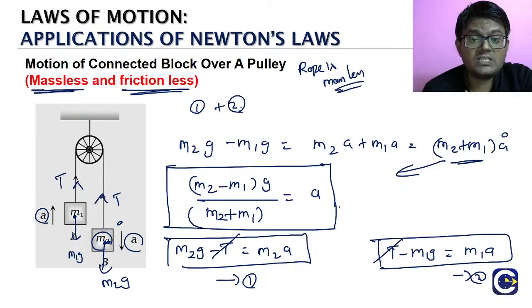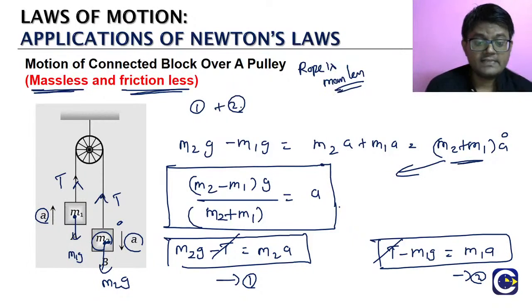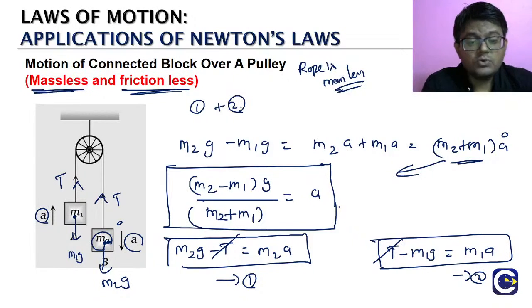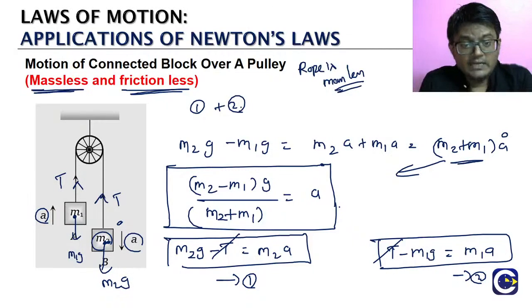What is the acceleration of the system? Acceleration of the system என்ன? Because both these blocks are having the same acceleration, right? Adanala what is the word that we generally use? We'll say acceleration of the system. Okay va? The block m2 oda downward acceleration is equal to the block m1 oda upward acceleration. What is that acceleration value? m2 minus m1 into g divided by m2 plus m1. Okay va?